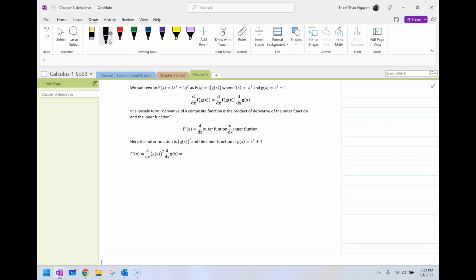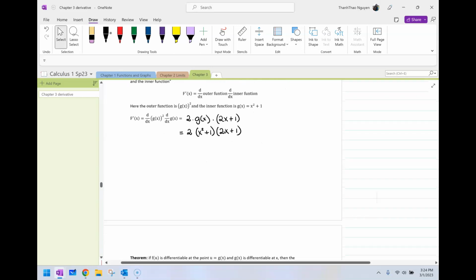So again, F prime of x equal to the derivative of g of x squared. You're looking at 2 times g of x. The derivative of g of x is just 2x. And we know g of x equal x squared plus 1. So this is 2 times x squared plus 1, times 2x. So again, we take the derivative of the outer function, multiply with the derivative of the inner function.